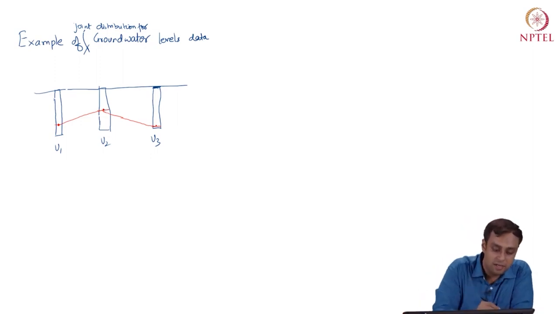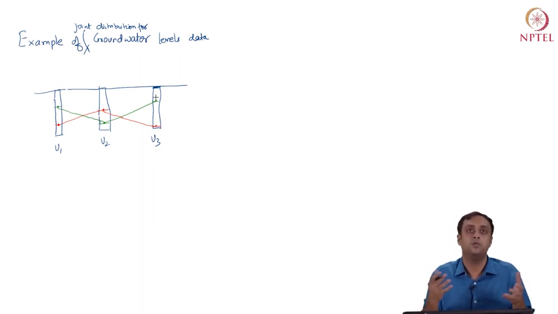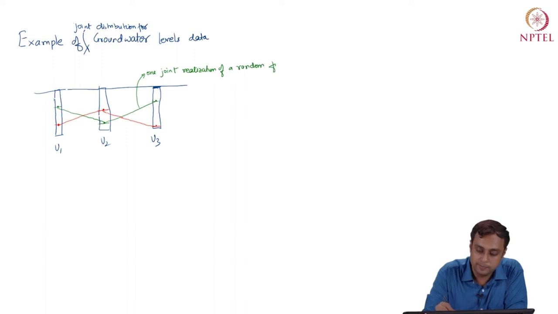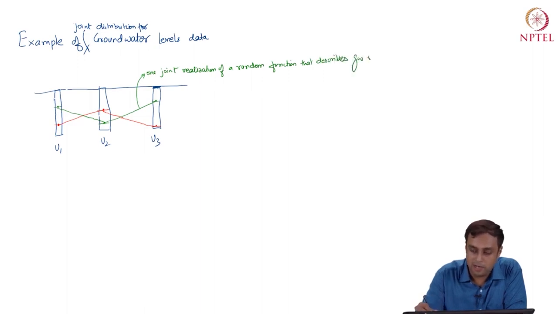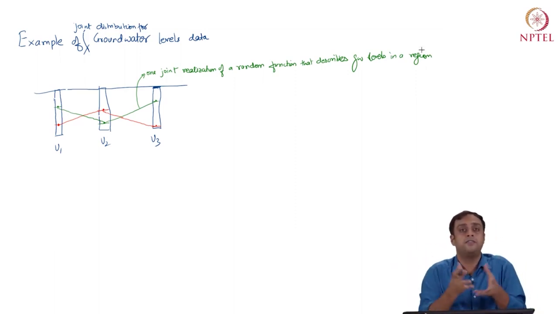On another day, you can have groundwater levels different at these three locations. Then your observation will be another triplet, joined by the green dots or levels demarcated with the green color at these locations, right? So green is one joint realization of a random function that describes groundwater levels in a region with three wells, right? We could have 300 wells. The definition will simply extend itself naturally.